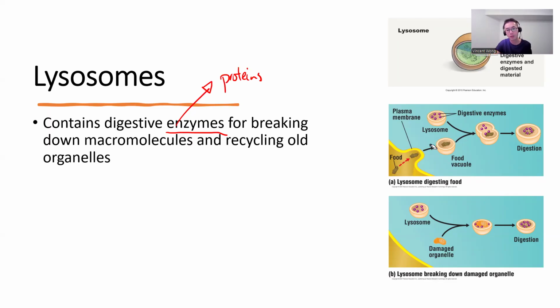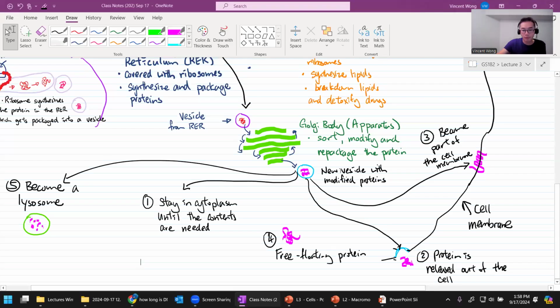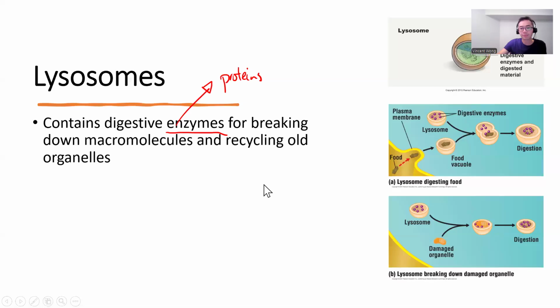So if the cell ingested some kind of food, then it will merge with the lysosome, and the enzyme will help digest the food. Okay, your white cells can do that. They might eat up a bacteria or something. Then you need to digest the bacteria. Sometimes organelles might get too old or damaged, and so we need to destroy the organelles, free up some resources. Lysosome is going to do that for you. Okay, so don't forget the lysosome came from this whole process, right? And inside the vesicles are proteins. So when it becomes a lysosome, the enzymes inside are actually proteins.